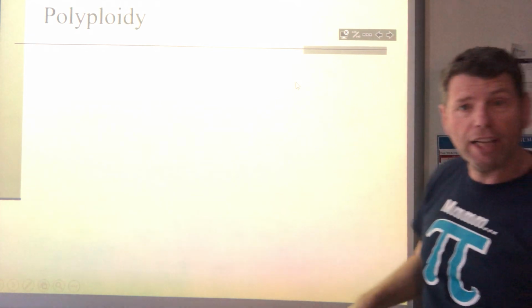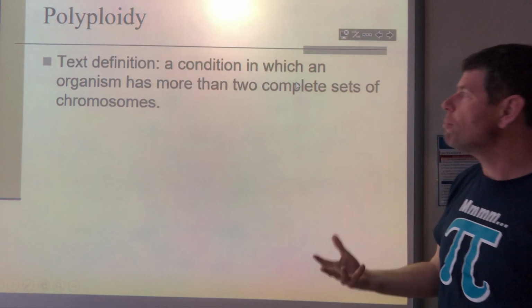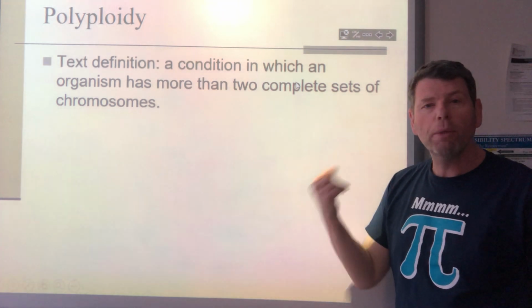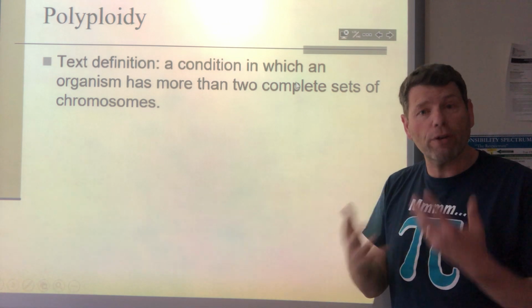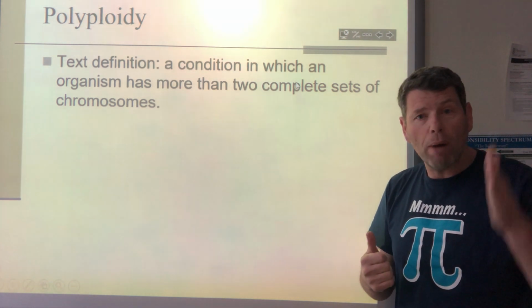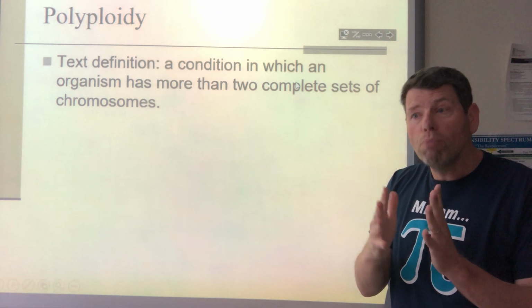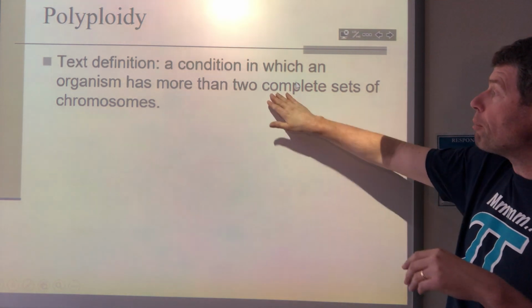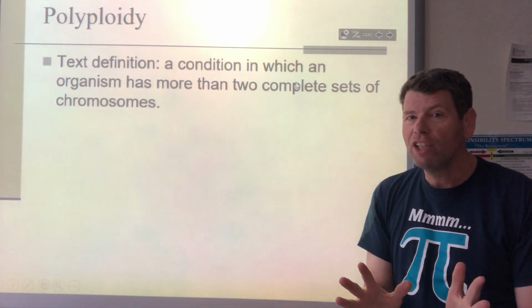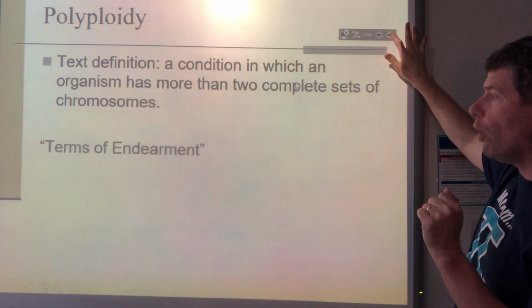Last thing to talk about, guys, polyploidy. Now, polyploidy is defined as when an organism has more than those 2 complete sets of chromosomes. Remember that we have homologous pairs, one from mom and one from dad. But it is possible to have more than the 2 copies. You might have 3 copies or 4 copies. But remember, it's complete sets, not just one extra chromosome, as we were talking about before.